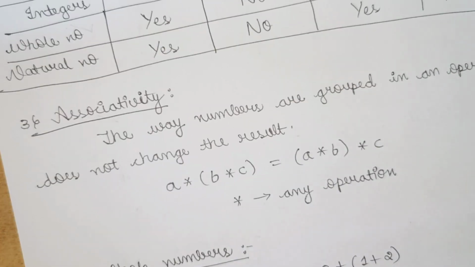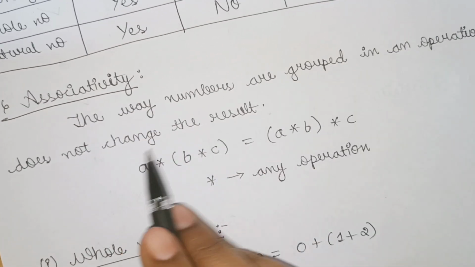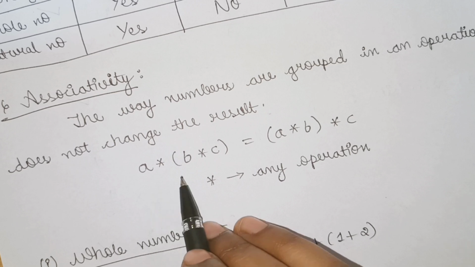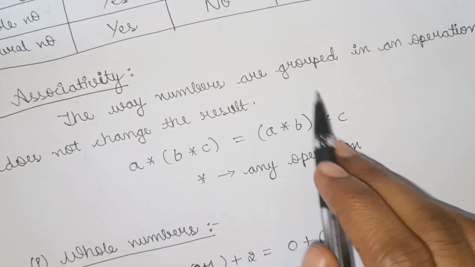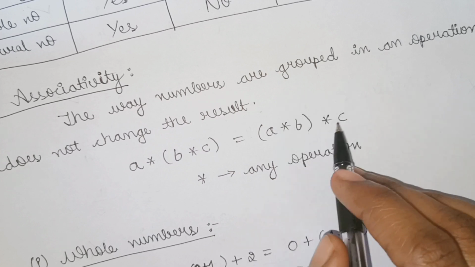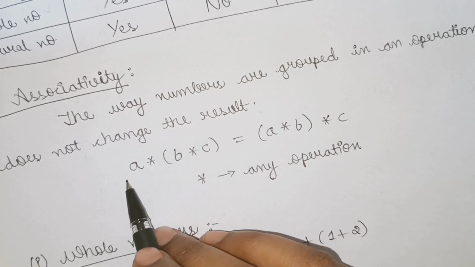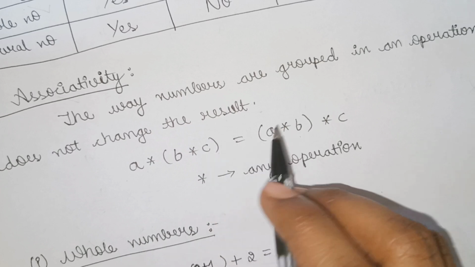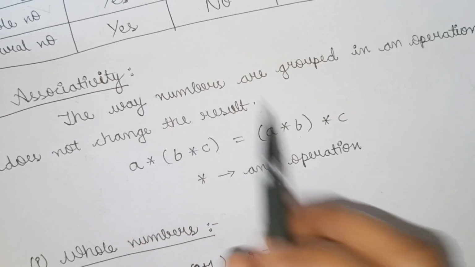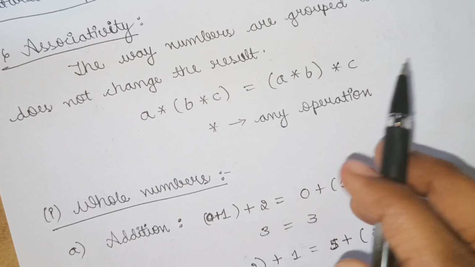Okay, now let's start the third property, associativity. This property states that the way numbers are grouped in an operation does not change the result. It means A star (B star C) is equal to (A star B) star C. So when we group B and C together and then operate with A, and when A and B are grouped together and operated with C, the result should not change. This is the property definition. Here star is any operation like addition, subtraction, multiplication or division.